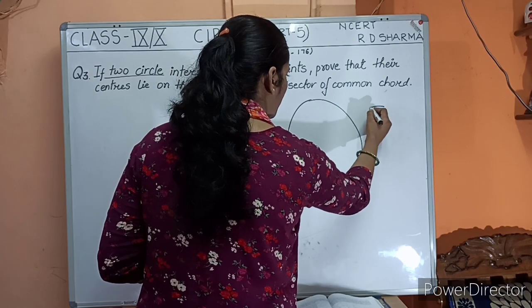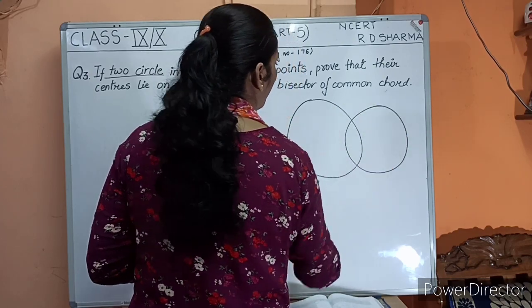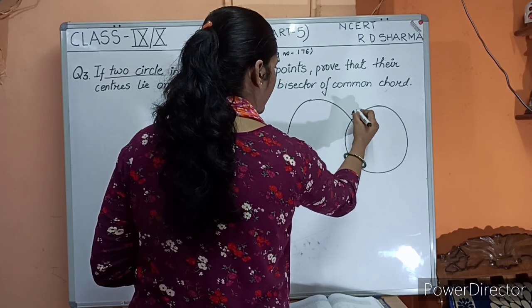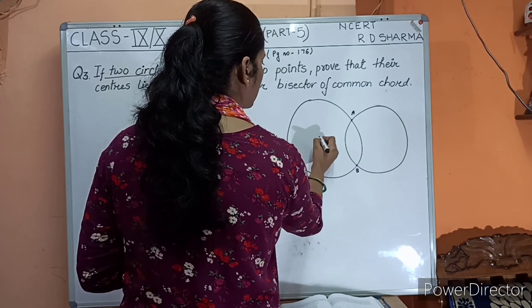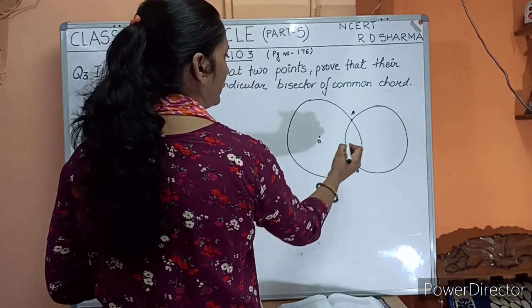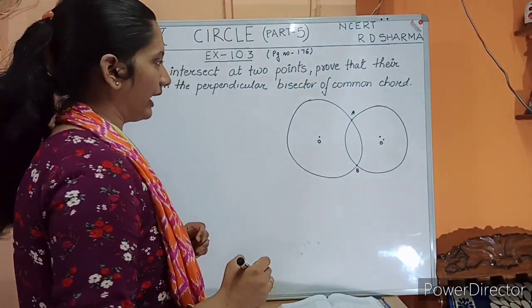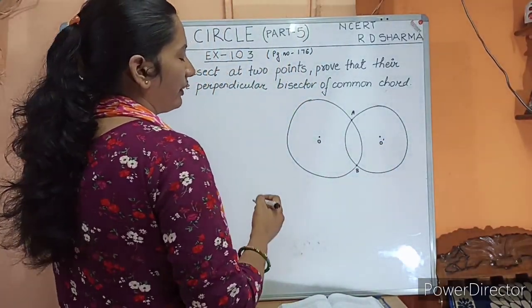We are having two circles which are intersecting at the 2 points. Let us suppose A and B. This is the center of the first circle, O. Let us suppose this is the center of the second circle. It is denoted by O dash. Okay. Now what we need to do?